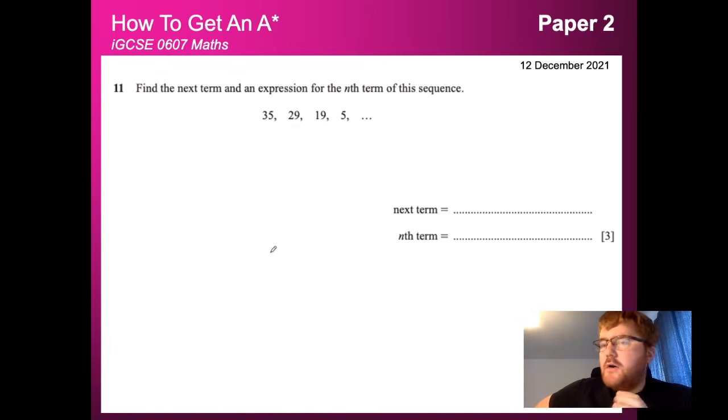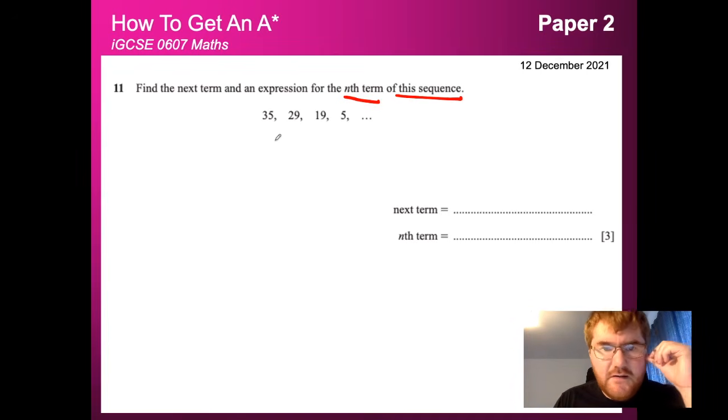Okay, and one more question I want to go through here as well. We need to find the next term and an expression for the nth term of the sequence. So we've got 35, 29, 19, and 5. The general standard practice for any nth term question, so if you see nth term of sequence, is look for differences. So if we look at the differences here, we've got a difference of minus 6 here. 35 minus 6 is 29. Then we've got minus 10. And then we've got minus 14.